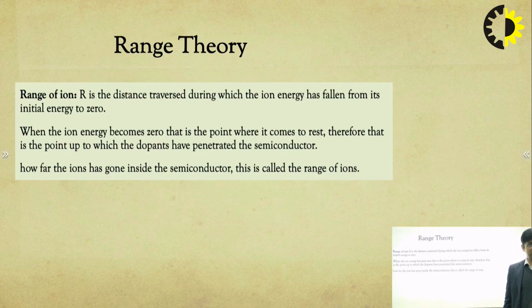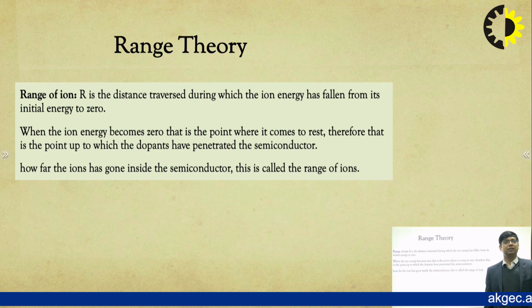The next topic is about range theory. Now, the range of an ion is the distance traveled by the dopant ions during which the ion energy has fallen from its initial energy to zero value. Means when the ion energy becomes zero, that is the point when the ion comes to rest, and that is the point up to which the dopant ions have penetrated into the semiconductor.